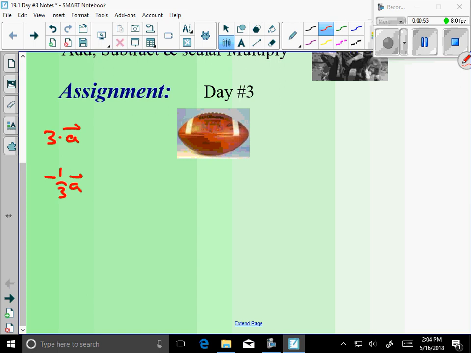So negative scalars change the direction. If the scalar on the front is larger than 1, it will change the magnitude, making it larger. If it's between 0 and 1, it will make it smaller. Yes, that's scalars. Let's move on.